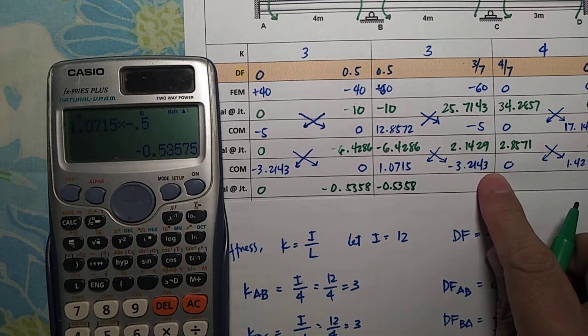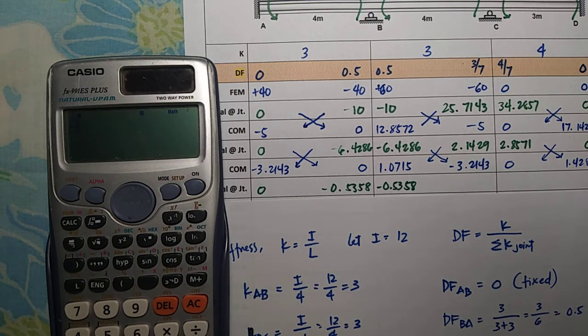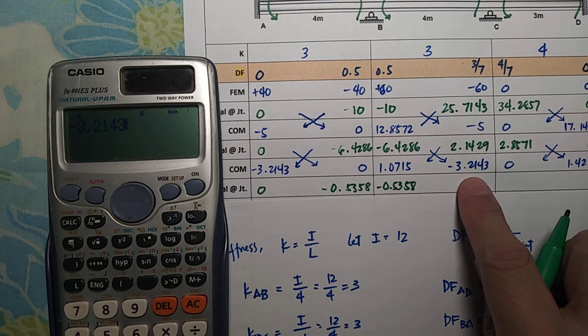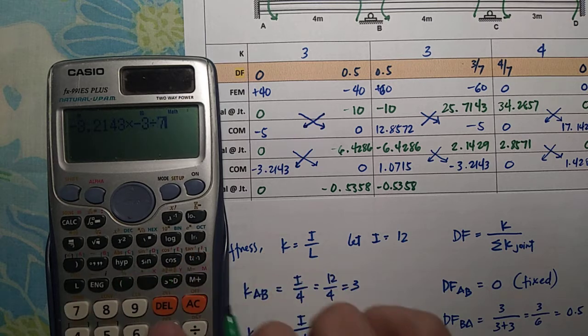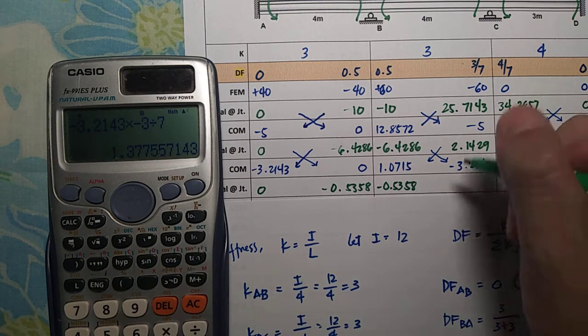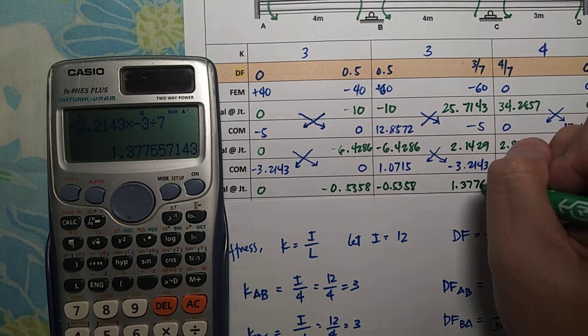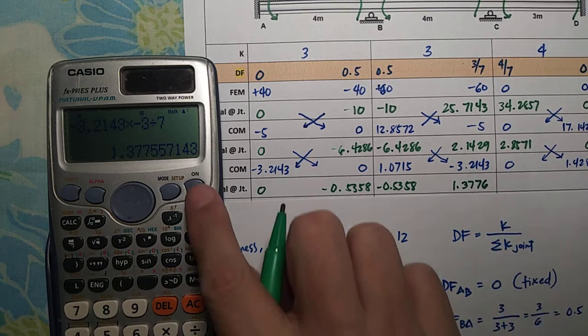5358. How about on this joint? The unbalanced moment here is negative 3.2143, times the negative of 3 over 7. So that is 1.3776. Okay? How about on this side?